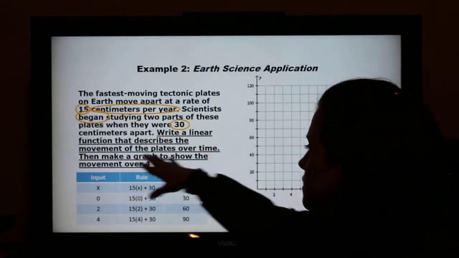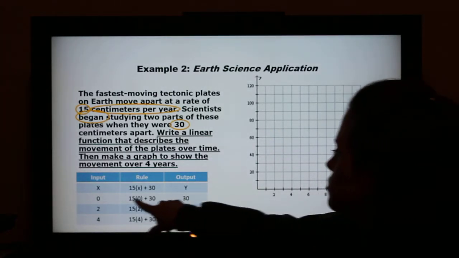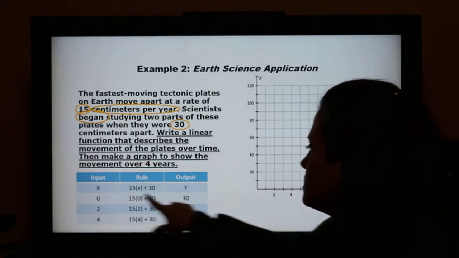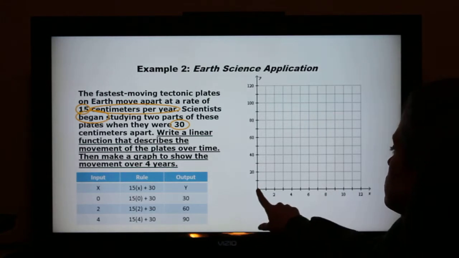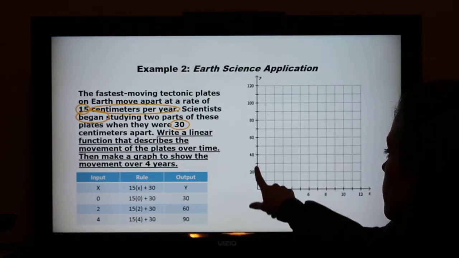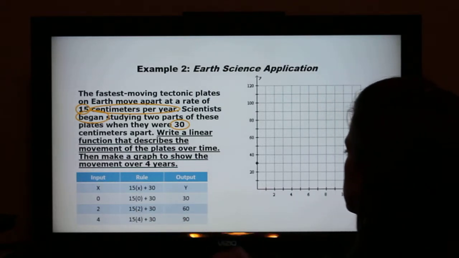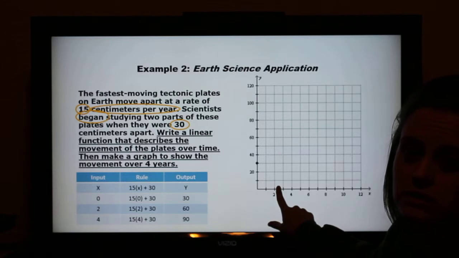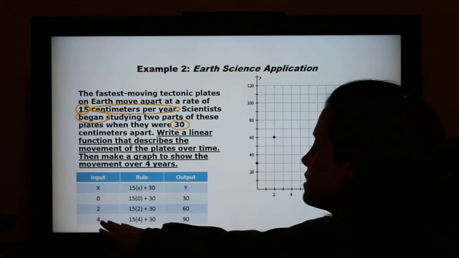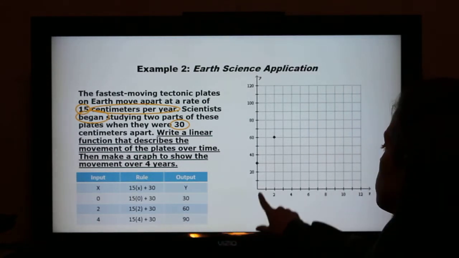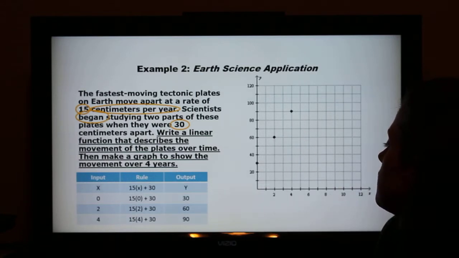Now it does say to graph over the next 4 years, and my unraveled was in the way, so I got rid of that. Let's graph this first point. My first point was 0, 30. Remember, the x always comes first and the y comes second. So 0, and then I'm going to go up 30 and put a dot there. My next point is 2, 60, so I'm going to move 2 right on the x-axis and then move up to 60 and put a dot there. The next point is 4, 90, so I'm going to move 4 over on my x-axis and move up to 90 and put a dot there.